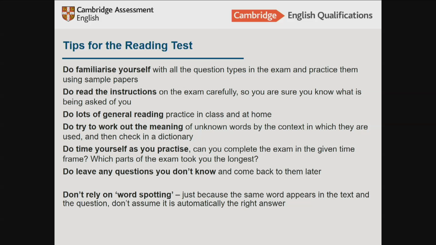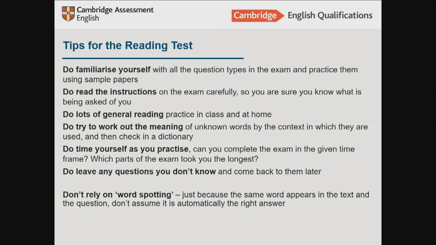And it's important that you don't linger on questions that you don't know, but you leave them and come back to them later, because you don't want to find yourself in a situation where you've spent a long time over one or two questions that you found particularly difficult and then didn't leave yourself enough time to complete the exam.